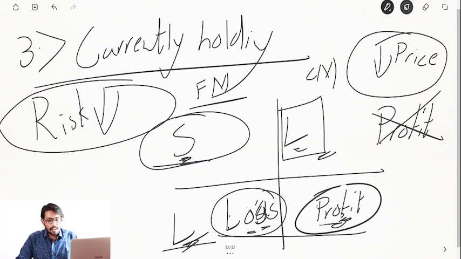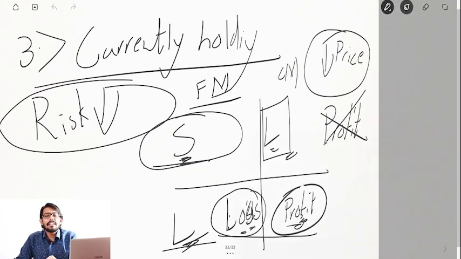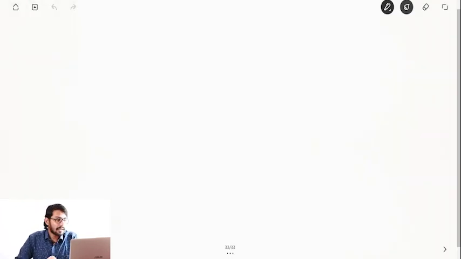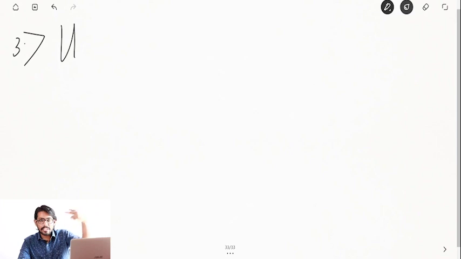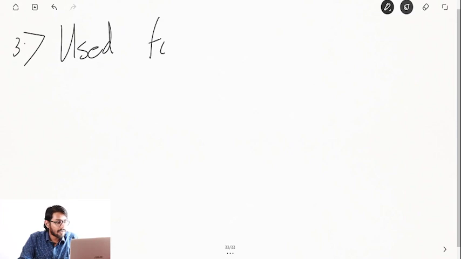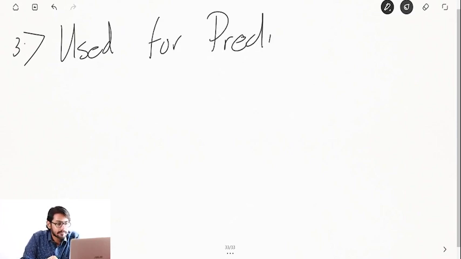Now, there are the dangers of futures. You can write under uses also. Use number three. Futures can be used for, number three. The first use is arbitrage, the second was hedging, the third is used for predicting prices.